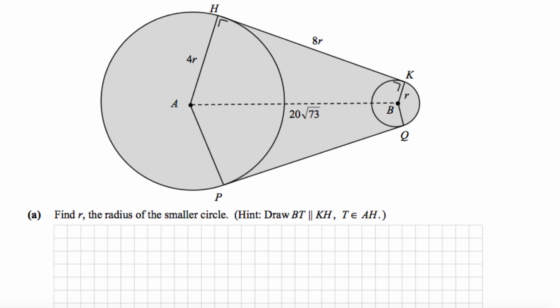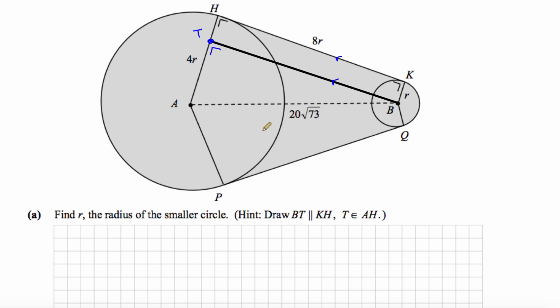Okay, so let's start by drawing that line. So B to T, starting at B, I'm going to draw a line parallel to KH until we hit the line AH, and T is going to be on there somewhere. There we go. So you can see there, that's parallel to this. I've drawn parallel and I've hit this point here, which I'm going to call T. So that's doing what the hint is telling me to do. Now if I do that, that gives me a right angle triangle in here as well.